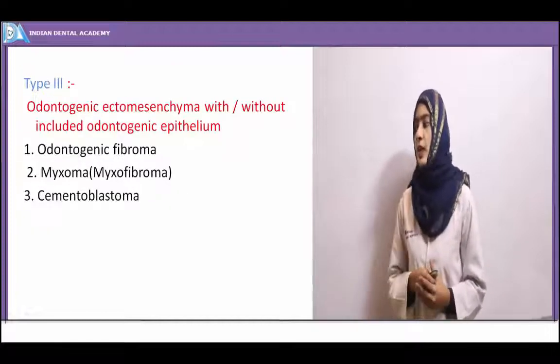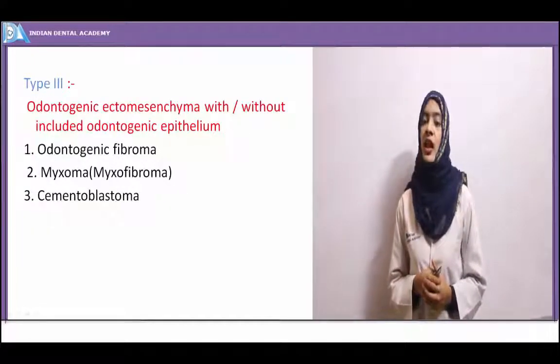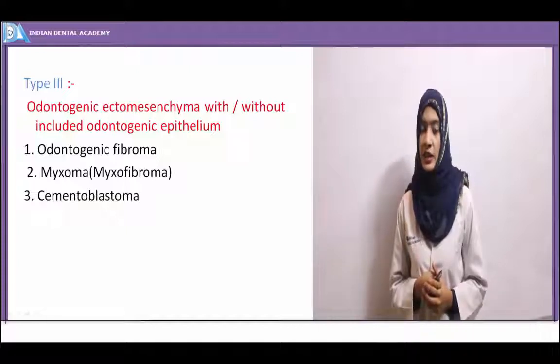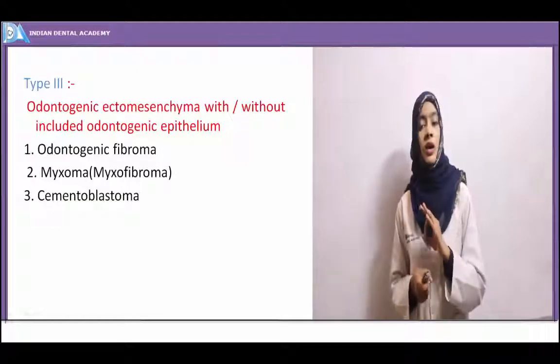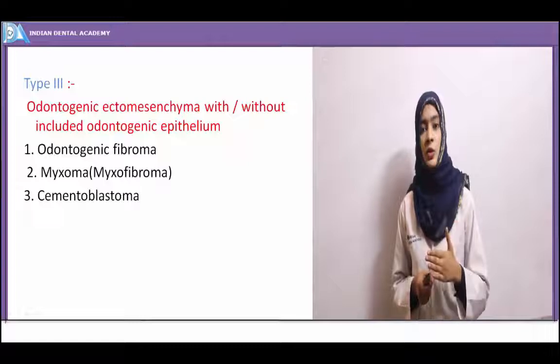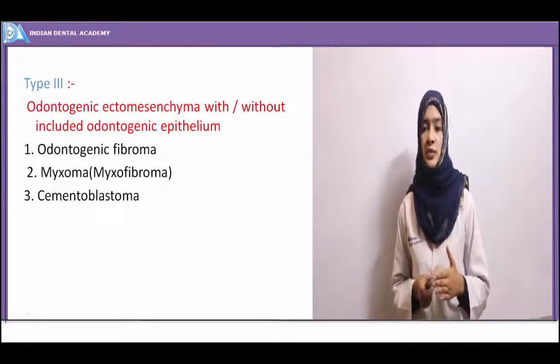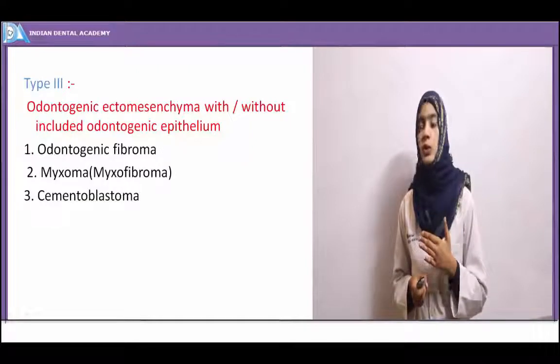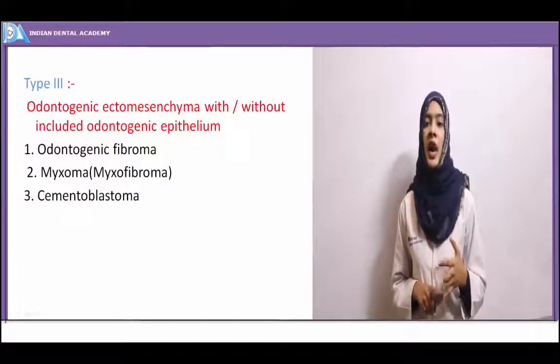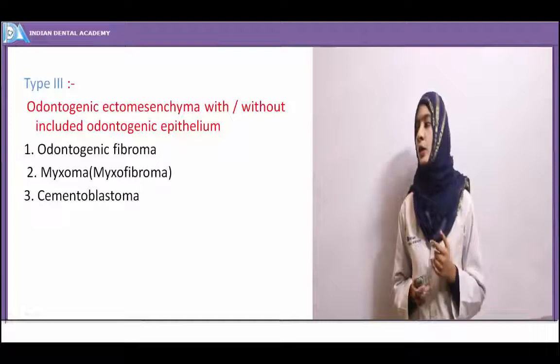Type 3 are the tumors which involve odontogenic ectomesenchyme without epithelium. These type 3 tumors exclusively involve the odontogenic ectomesenchyme only. They include the odontogenic fibroma, the myxoma, and the cementoblastoma.